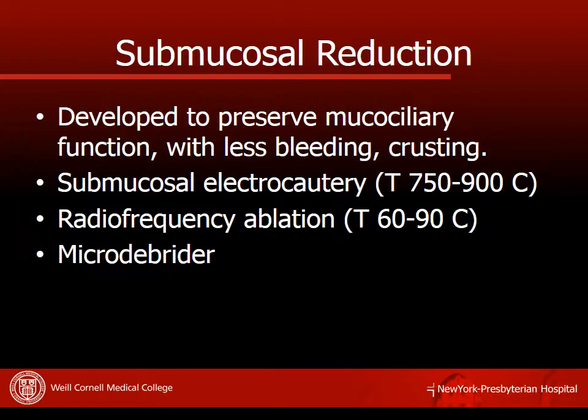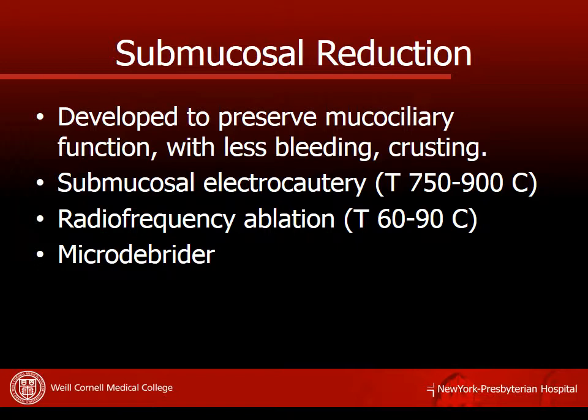Submucosal reduction is a relatively newer procedure, and it was developed to essentially preserve mucociliary function and with less bleeding and crusting as compared to turbinoplasty. So this can be performed with either submucosal electrocautery, radiofrequency ablation, or microdebrider.